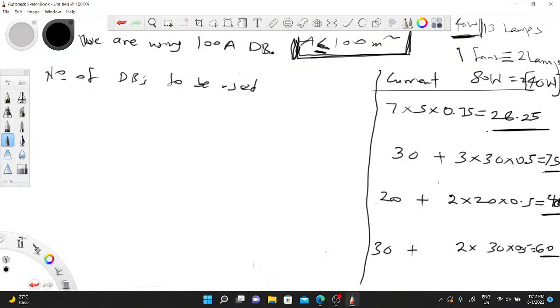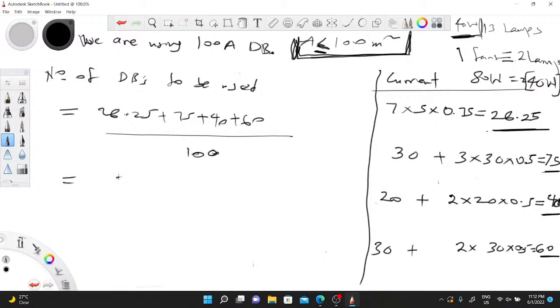Okay, let's move on. The number of dBs to be used is given by the total current we got. So let's sum this together: 26.25 plus 75 plus 40 plus 60, all over 100. We'll get 201.5 over 100, that will give us 2.015. Now we are having 2.015, right?